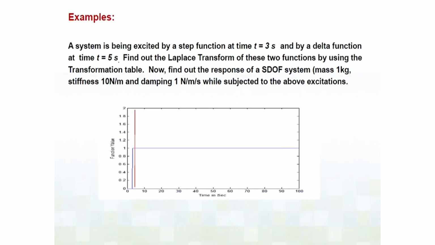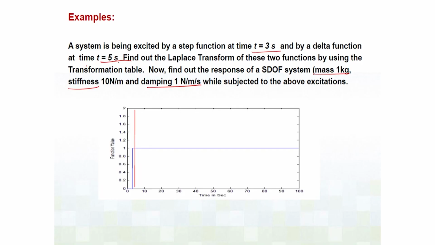Now, here is an example. Suppose there is a system which is excited at t equals 3 seconds by a step function and by a delta function at t equals 5 seconds. Can you find out the response of the system, where the system properties are given to you: mass, stiffness and damping? So, you can just try to see how this theorem that you have learned can fit in terms of finding out the response of this system.